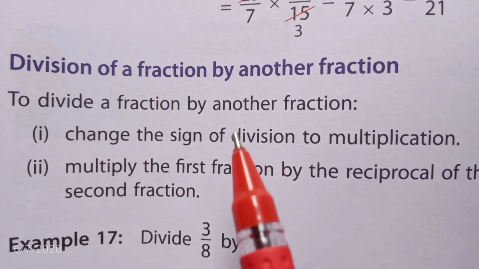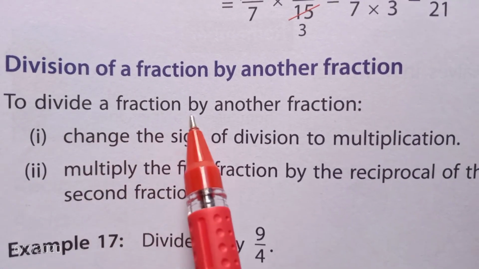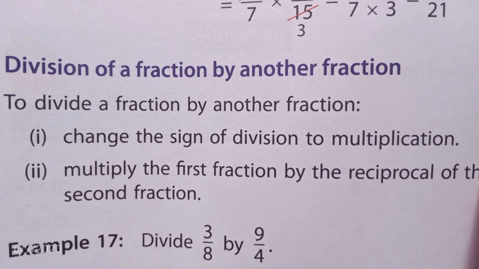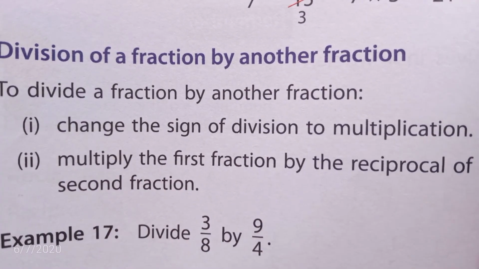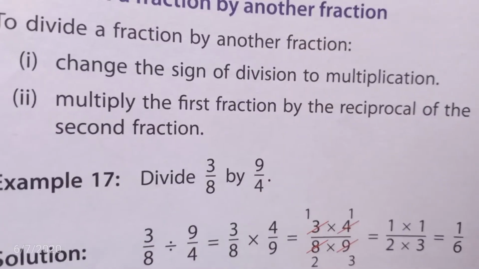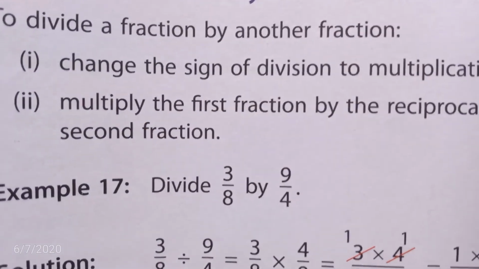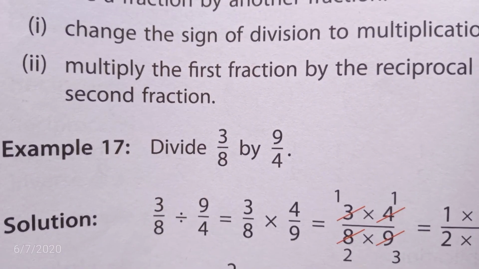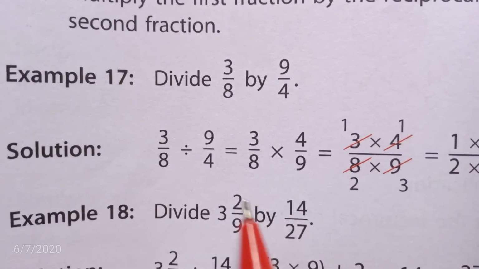Now, rules for division of a fraction by another fraction, students. It is also the same. To divide a fraction by another fraction, step 1, change the sign of division to multiplication, and step 2, multiply the first fraction by the reciprocal of the second fraction. It is the same, students, whether it is fraction into fraction, fraction divided by fraction, fraction divided by whole number, or whole number divided by fraction. The method is the same. You have to convert the division sign into a multiplication sign and take the reciprocal of the second number. Always take the reciprocal of the second number.